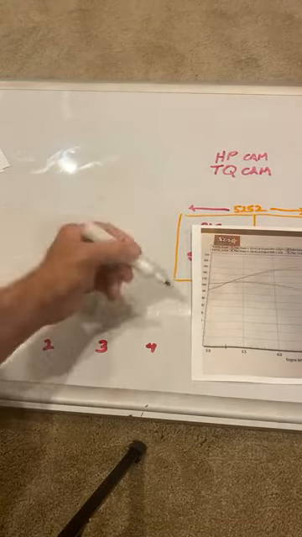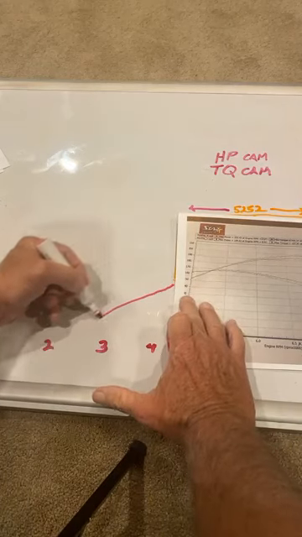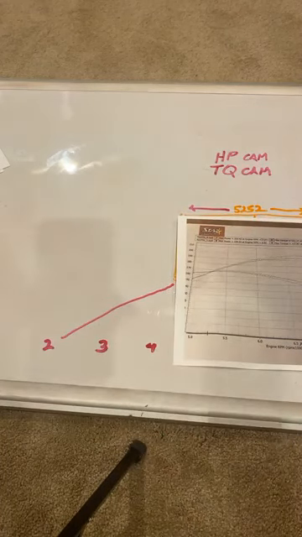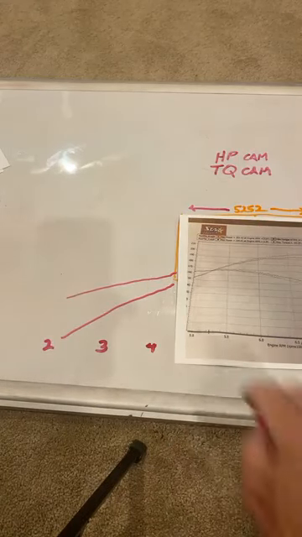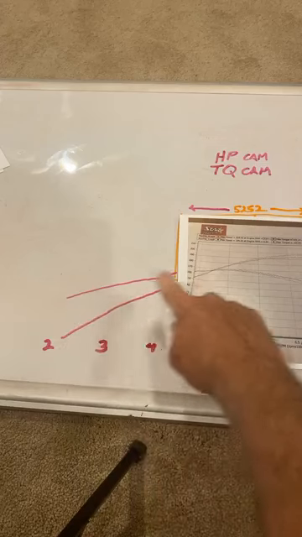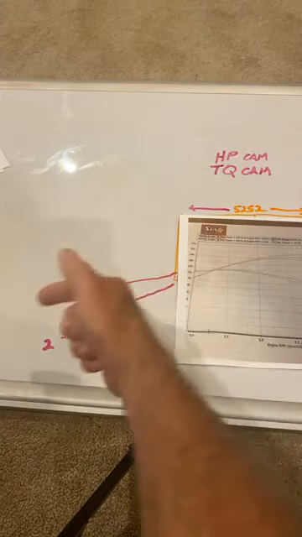So let's just talk about this curve. This horsepower curve would look like this, right? And the torque curve would look like this. All I did was take these particular curves and extend them off the dyno sheet to kind of get a visual of where we were going.